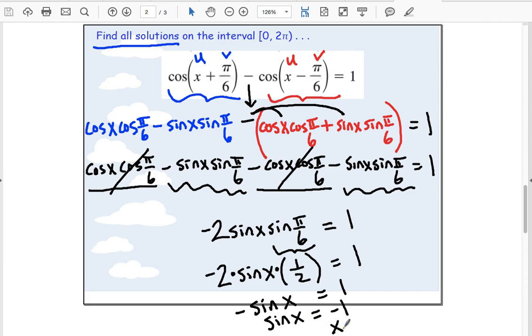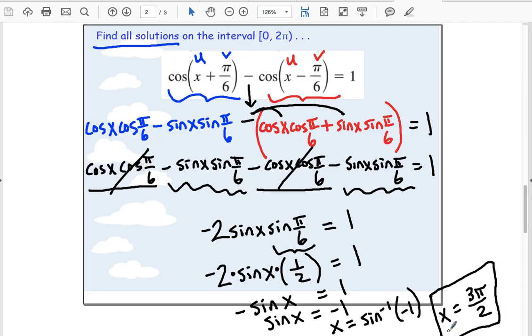And I'm trying to get x alone, so I need to take the inverse sine of negative 1. So look on your unit circle sheet. Where do you get a negative 1 for sine? That happens at 3 pi over 2. And that's your solution. So we're combining our sum and difference formulas today, but we're taking them and we're verifying and solving. So it's kind of a mixture of the new stuff with old stuff.